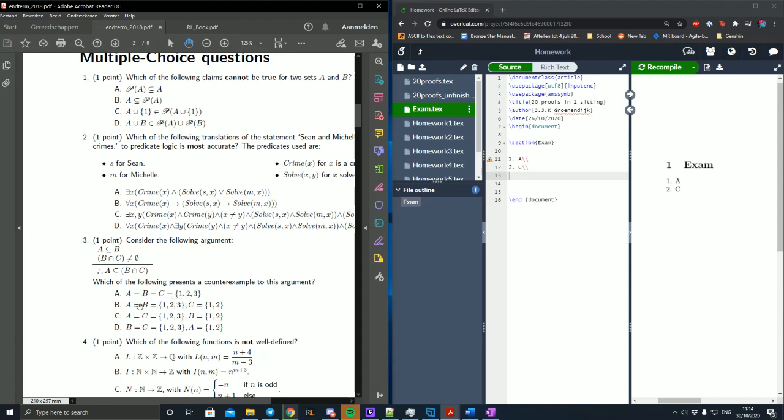Let's see if the other ones are correct. So A is a subset of B, and because it's not a proper subset, they can also just be the same, which is correct. And B and C are not disjunct. So there are elements in B that are also in C, which is also correct. So the answer here for 3 is B.